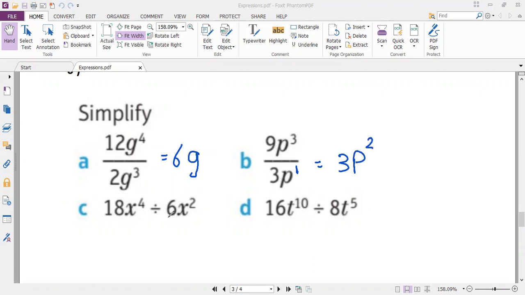18 divided by 6 equals 3. And x to the power of 4 divided by x to the power of 2, it will be x, and subtract powers, 4 minus 2 equals 2. The next, 16 divided by 8 equals 2. And t raised to the power of 10 divided by t raised to the power of 5, we write t and subtract powers, 10 minus 5.